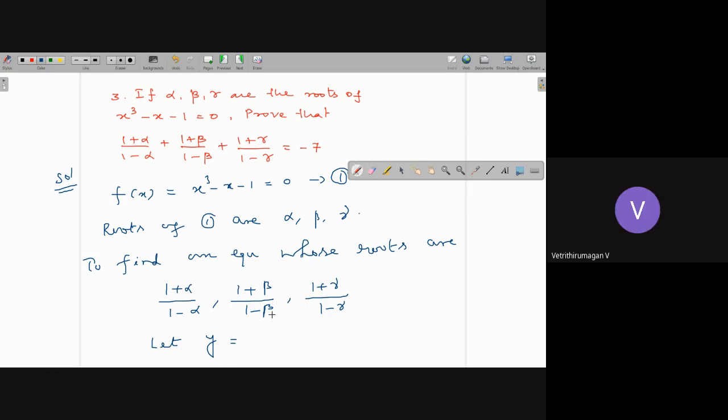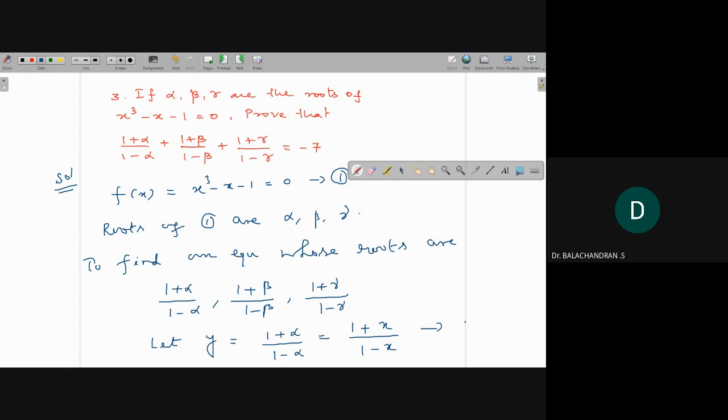1 plus x by 1 minus x. Yeah, you are right. I think you are correct. First, I will write 1 plus alpha by 1 minus alpha, and then I will write, because alpha is the root of this equation. What you told is exactly correct. I will write one more step. That's all.